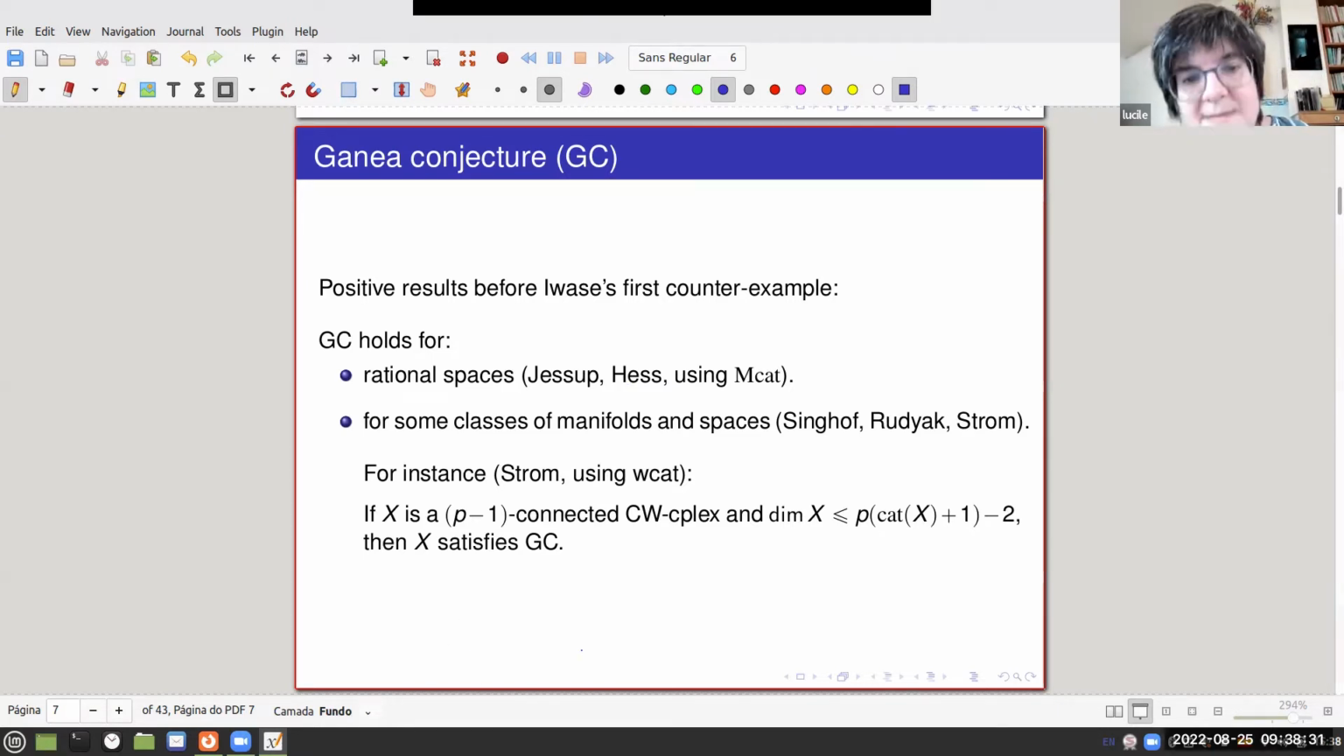some result about some classes of manifolds and spaces by Singoff, Rudiak, Strom. These classes were given in terms of dimension and connectivity. And let me note this result by Strom, who used the notion of a weak category. So this result says that if X is a P minus one connected CW complex with the dimension of X less than two P times the category of X plus one minus two, which means that the category is maximal with respect to dimension and connectivity, then X satisfies the Ganea conjecture. So that means the category of X cross Sn is equal to category of X plus one.